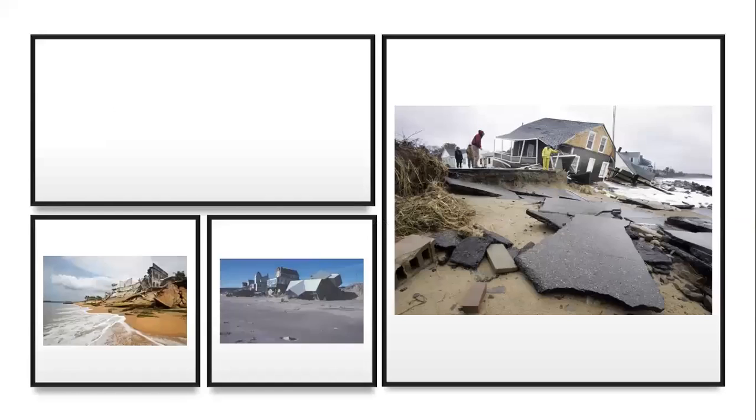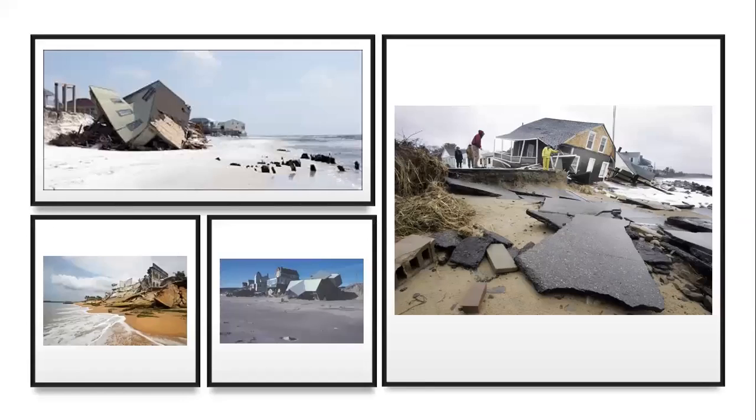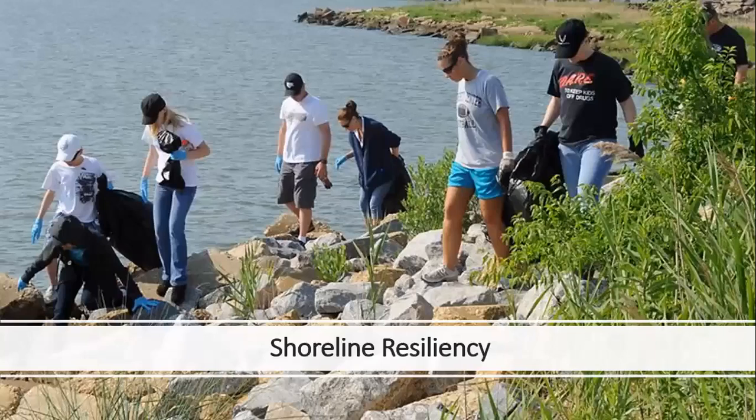The thing is, though, the difference with these photos and with the first one is these homes were destroyed by simple wave activity. And so it is actually possible to make your shoreline more resilient to ensure that this sort of destruction doesn't happen to you. And we'll be going through some more of that next.